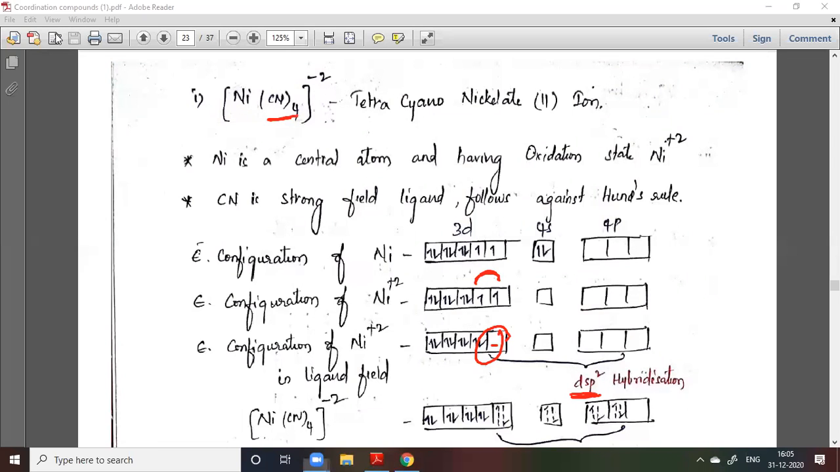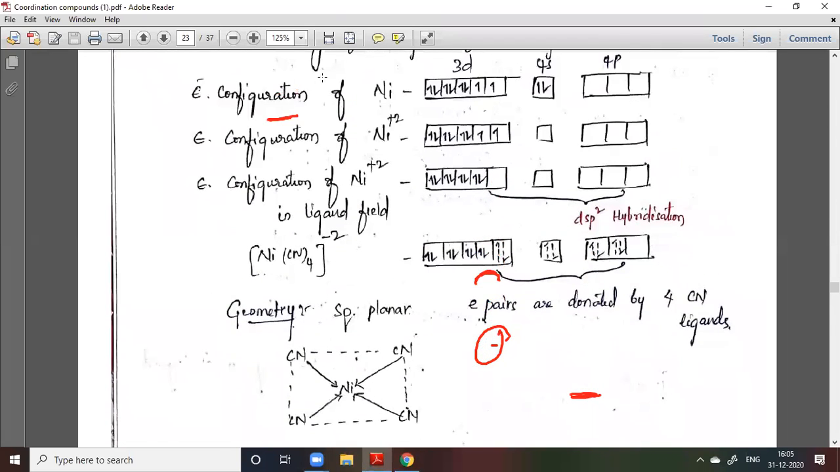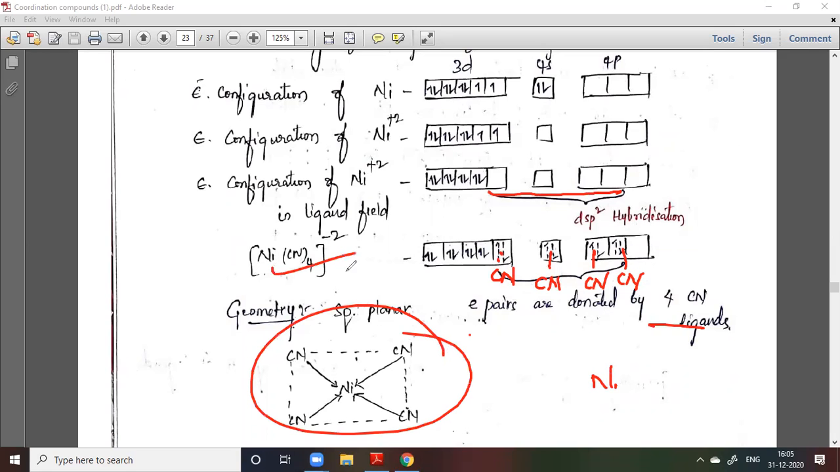And after the dsp2 hybridization, now what happens here? After the hybridization, there are 4 vacant orbitals. Now these 4 cyanide ligands, here one, here one, here another one, here another one, will donate their electrons like this, and it will form our square planar structure like this. So here the hybridization will be dsp2.